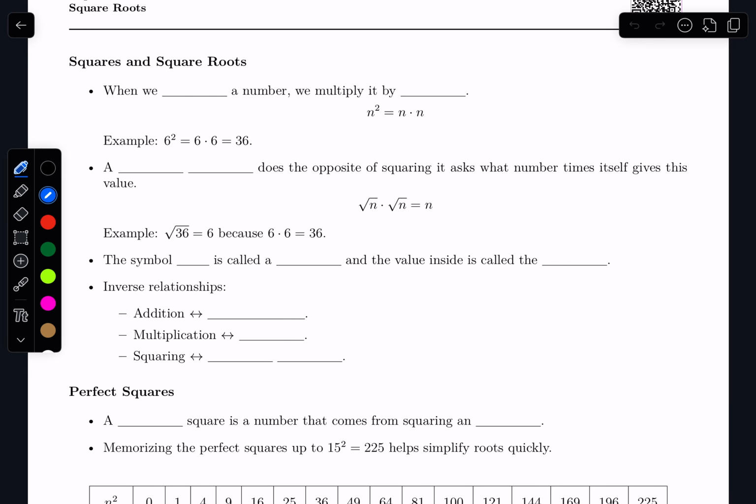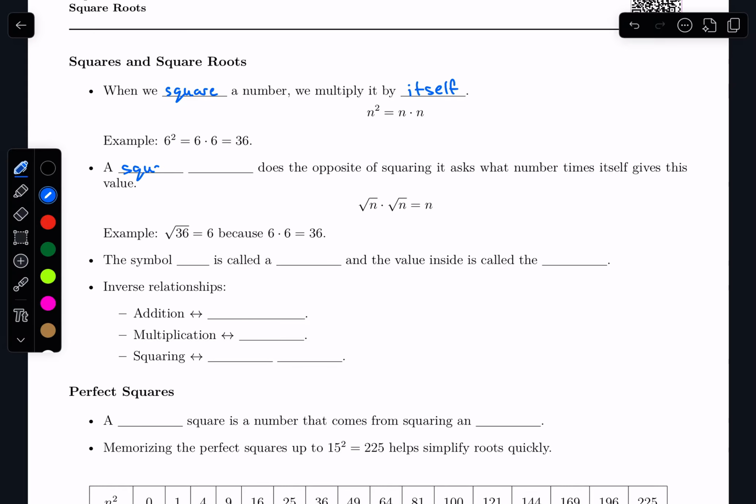So in the past, when we square a number, we multiply it by itself. So n squared is really just n times n. Or if we do 6 squared, that's 6 times 6, which is 36. Okay, so we've seen that in the past.